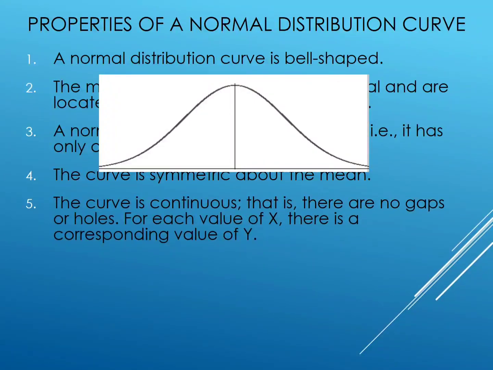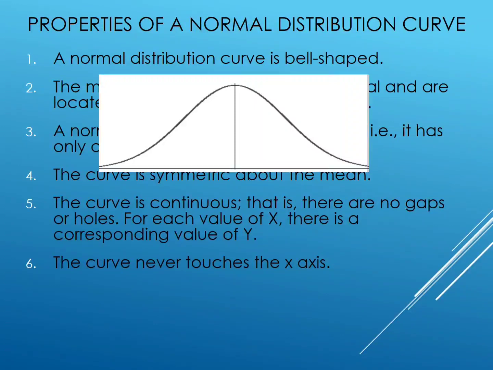Also, the curve is continuous. That is, by continuous, it means it doesn't end, and there are no gaps or holes. For each value of x, there is a corresponding value of y, meaning as you go, let's say, from that line down, there is no missing x. So every x is accounted for, and for every x there is a value y that corresponds to that x.